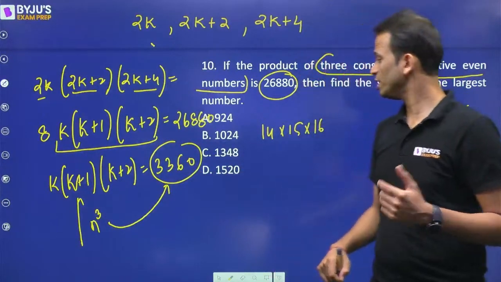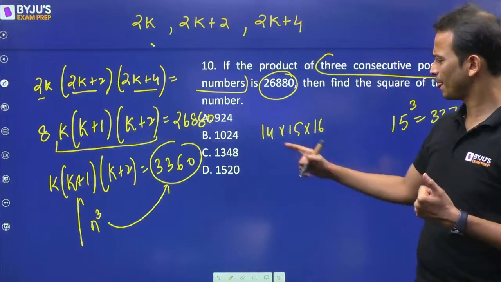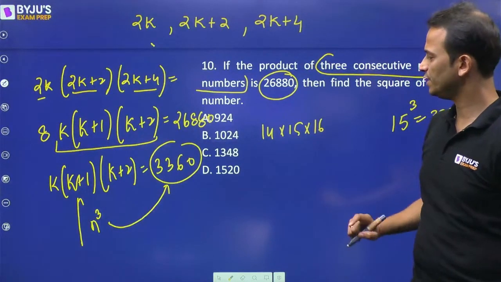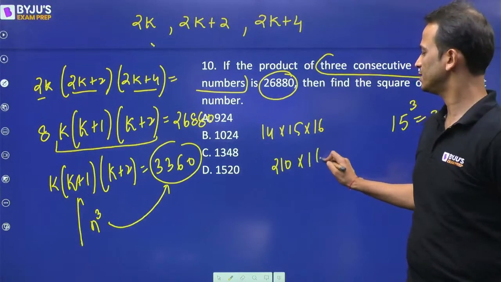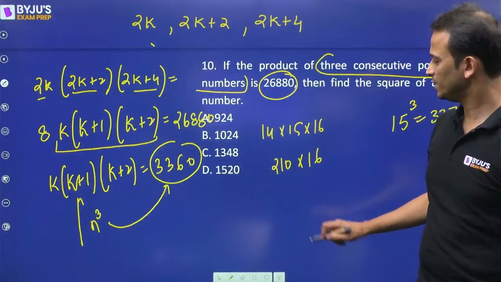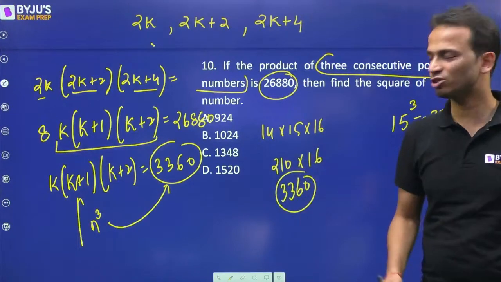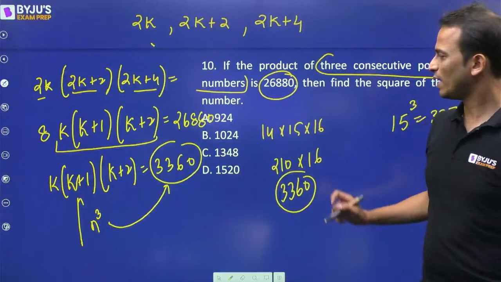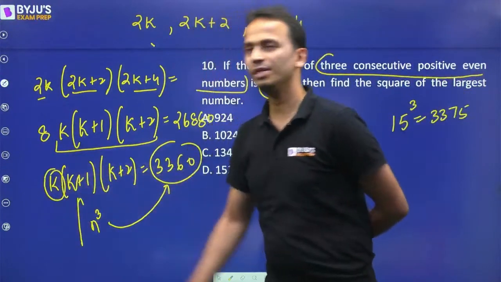Okay, so 14 into 15 into 16, क्या ये product 3360 आएगा? Check कर लेते हैं. 14 into 15 is 210. Multiply by 16, so 21 into 16, 336, 3360. Yes, it is actually coming out to be this. So I can say that the value of k will be equal to 14.